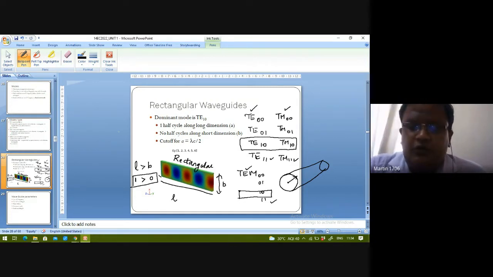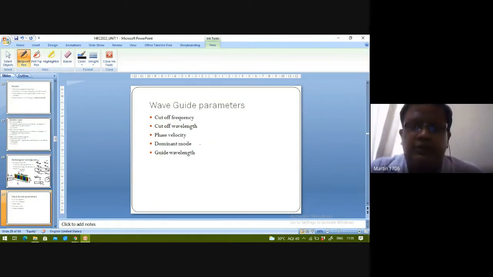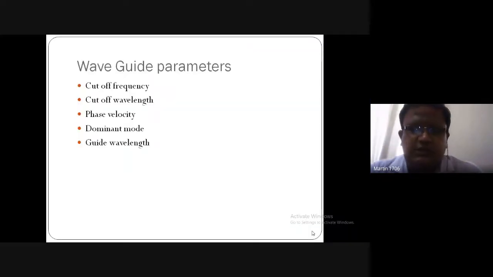When we talk about this, we are talking about the number of cycles along dimension A and the number of cycles along the short dimension B. Then the cutoff frequency will be calculated like this: it is the critical wavelength divided by 2. And what are all the quantities we can calculate using the waveguide: cutoff frequency, cutoff wavelength, phase velocity, dominant mode, guided wavelength. Let me see each one by one.